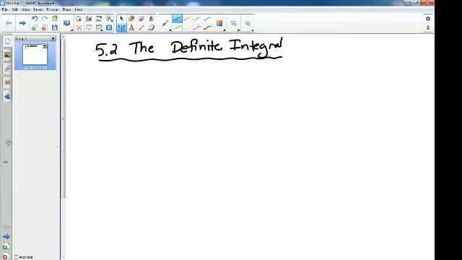Ready? We have short time, so let's focus. The definite integral you have actually seen already. We used this notation, correct? With approximations of area under a curve. So what the definite integral actually calculates is the exact area under the curve.